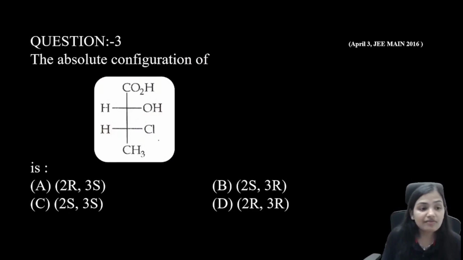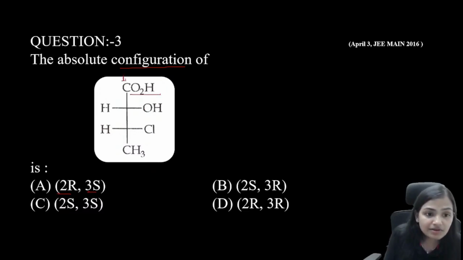So basically you have to tell the configuration. This is a molecule where 2 and 3 are given. So first you have to do the numbering. When you do the numbering, you all know that this is the carboxylic group, the highest priority group. So the carbon number 1 will be this, this will be the carbon number 2, carbon number 3, and this will be the carbon number 4.